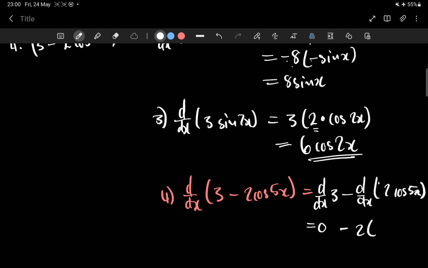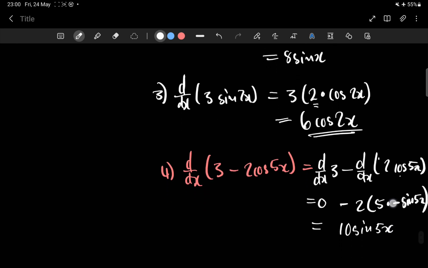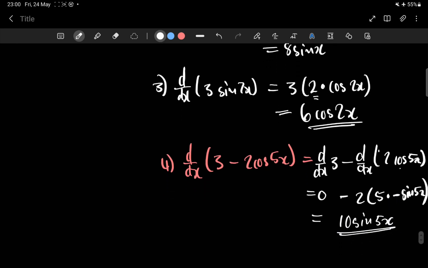2 comes out, it's just a constant. Derivative of cos 5x: we say the derivative of 5x is 5, times the derivative of cos, which is negative sine. So negative sine 5x. So it's going to be negative 2 times 5 is negative 10, times minus 1. It'll be positive 10. So it'll be 10 sine 5x. Okay, there we go. That's our final solution.